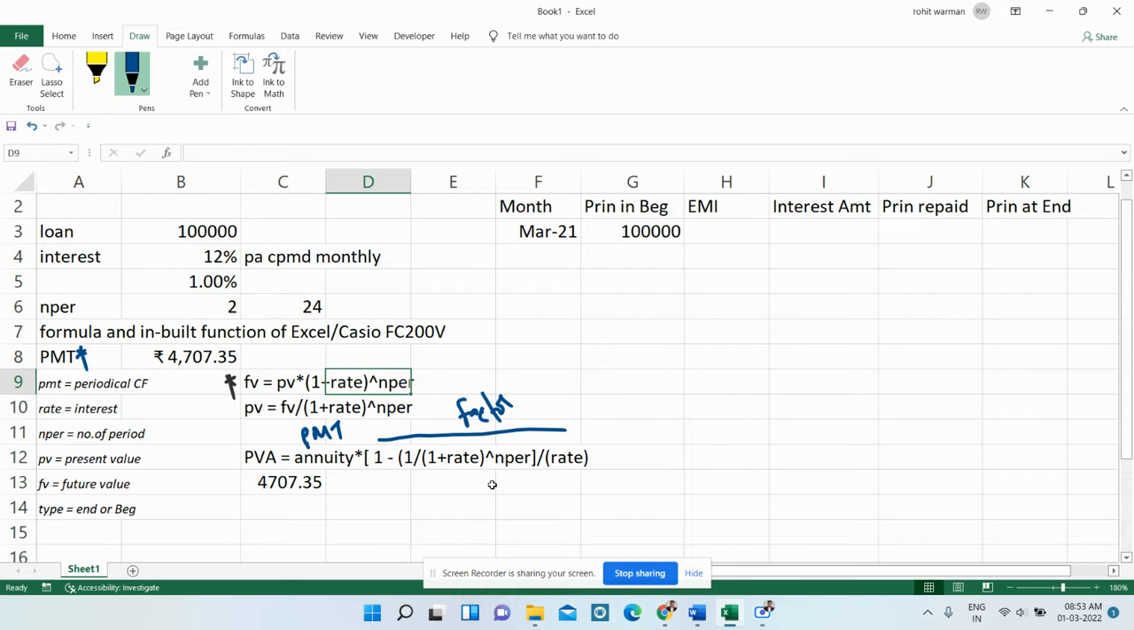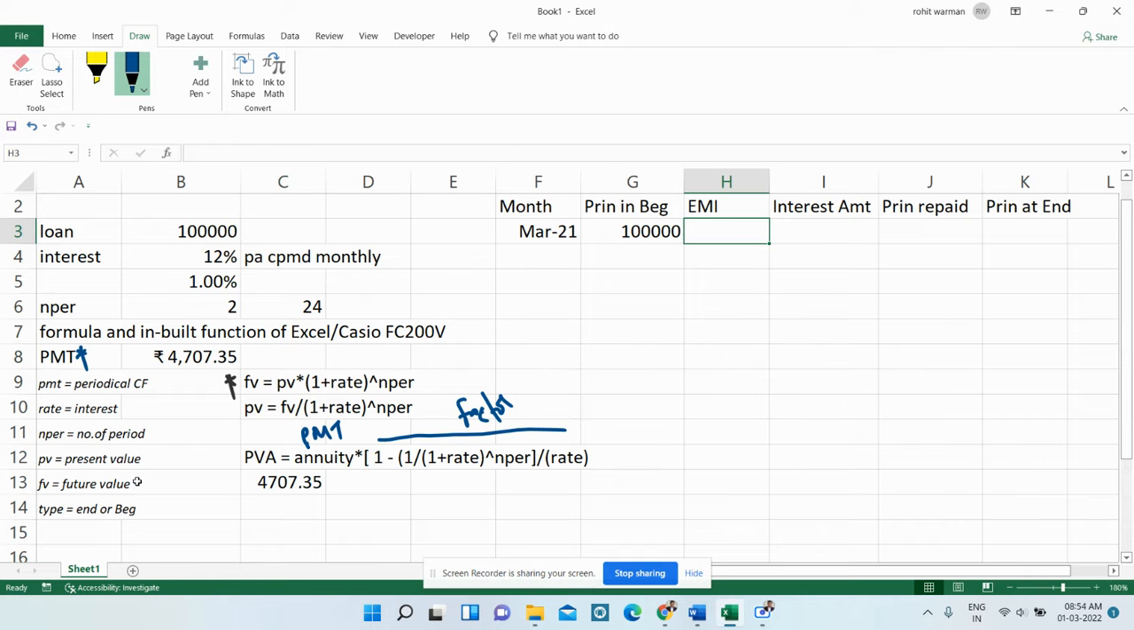Okay, so the only thing is we must have the correct approach to these professional exams. So this is how we found the PMT. Now the thing is, this PMT, or we call it the EMI, has two components.